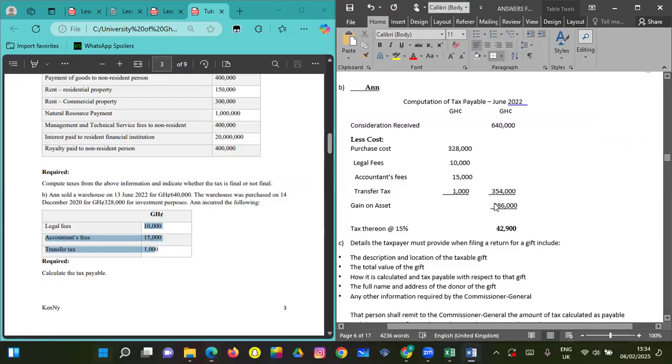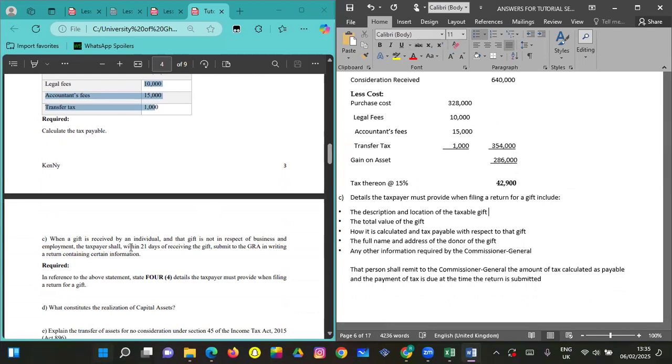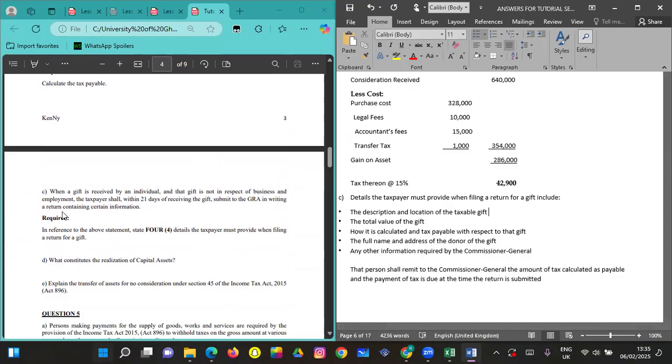Now this will be our gain, and then when we apply our 15% capital gains tax, we get this, right? Okay, so see, when a gift is received by an individual, and that gift is not in respect of business or employment, the taxpayer shall within 21 days of receiving the gift submit to the GRA in writing a return containing certain information. Right. Now, in reference to the above statement, state four details the taxpayer must provide.